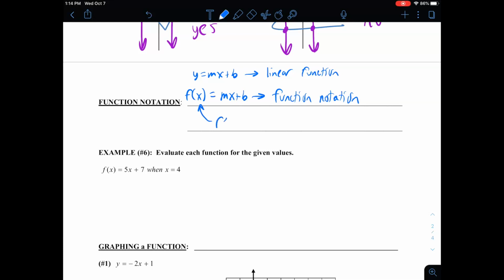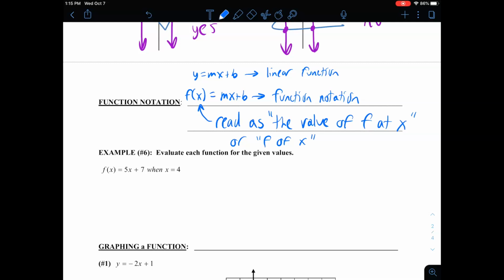So this is read as the value of f at x, or simply f of x. Okay, so basically f is the name of the function and x is what we're going to plug in stuff for x. So if we're looking for f of 4, you'd plug in 4 for x and see what your answer gives for an answer, okay?